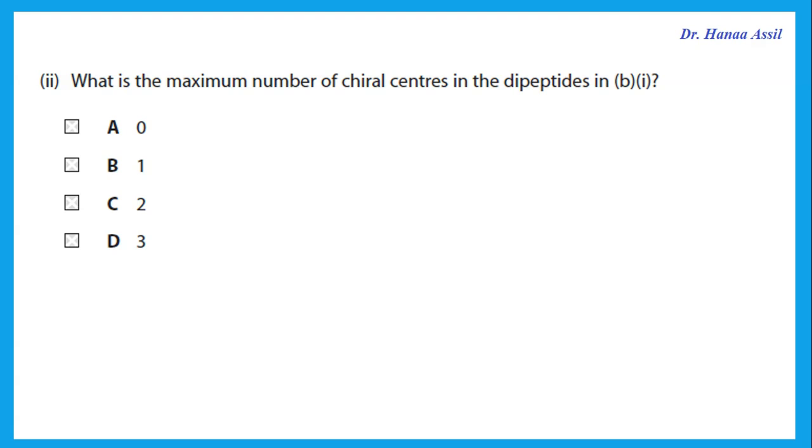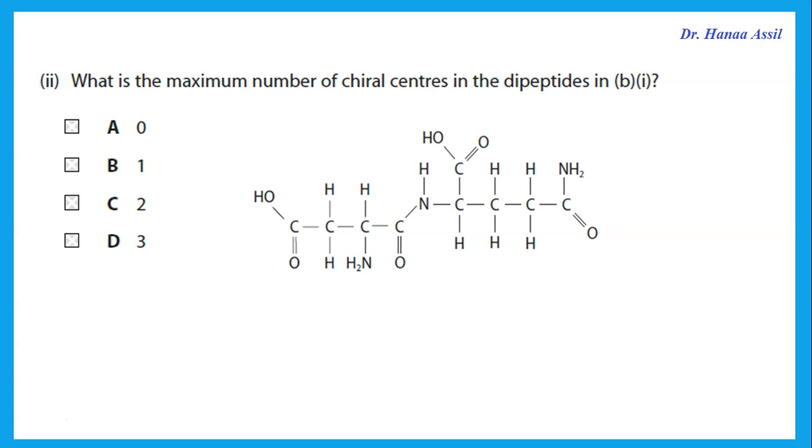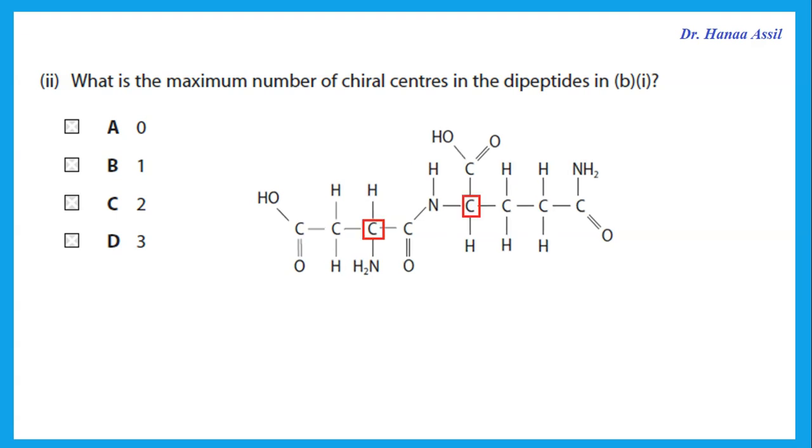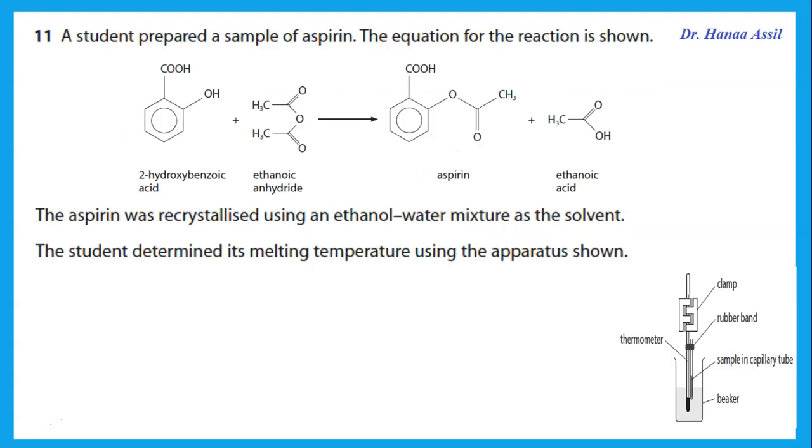What is the maximum number of chiral centers in the dipeptide? So this is the dipeptide that we chose. Now, what is the number of chiral centers? How do we determine the chiral centers? You should know that a chiral center is a carbon bonded to 4 different groups. So looking at this structure, these are the chiral centers. Each of these carbons is bonded to 4 different groups. So we have a total of 2 chiral centers.